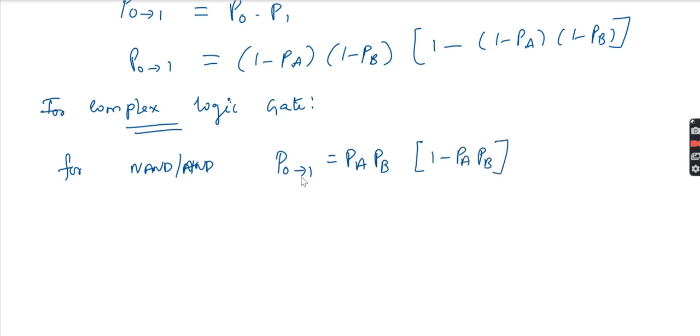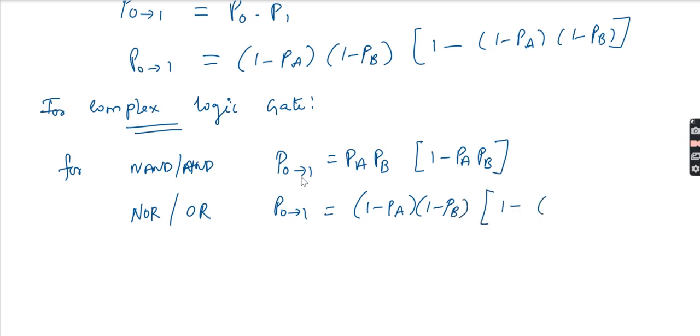This we already wrote. Same for NOR or OR gate, for transition P0 to 1: 1 minus PA, 1 minus PB, then 1 minus PA, 1 minus PB. Next for XOR gate.